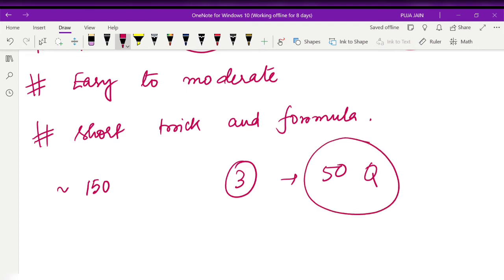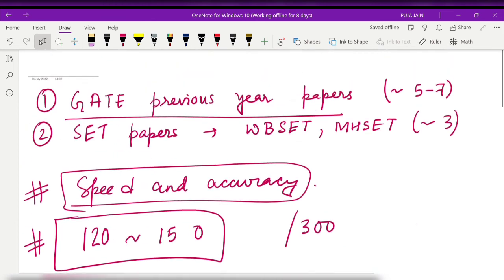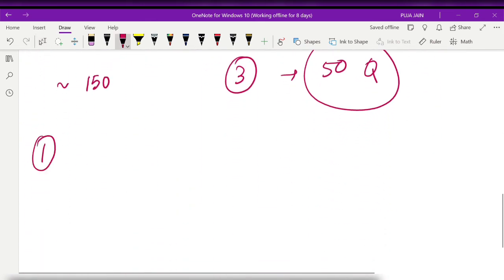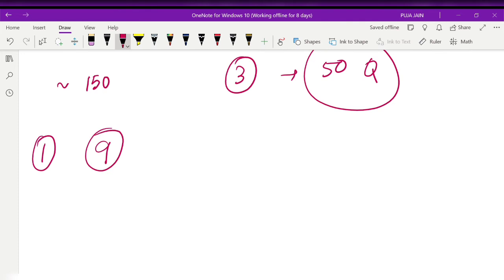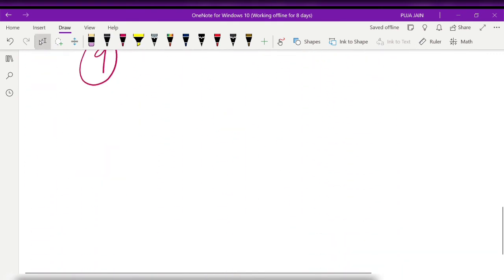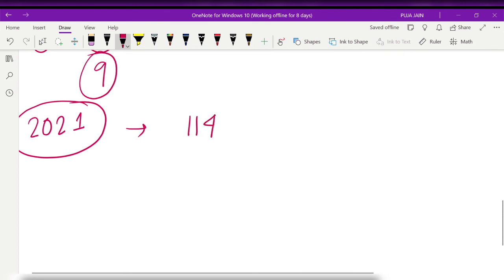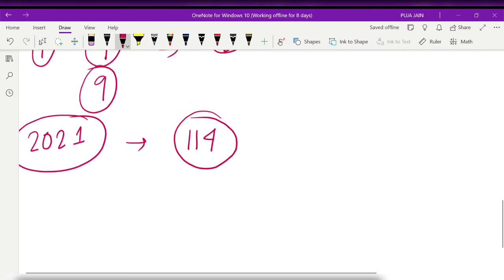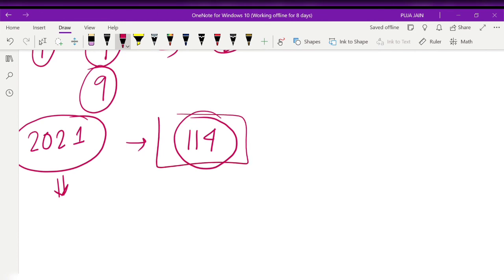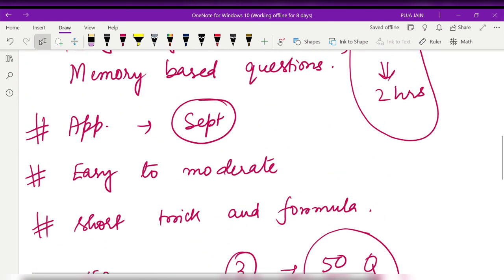So the most important thing: among all the topics I have mentioned, you can choose a few topics. This is one process. If the number of topics is 9, then you can select 5 topics and prepare them well, or you can be selective among these 9 topics. In the examination held in 2021, the cutoff was 114. The paper was tough, that's why the cutoff was 114. If the paper is easy, the cutoff will be approximately around 150. You can understand that by seeing the question paper.